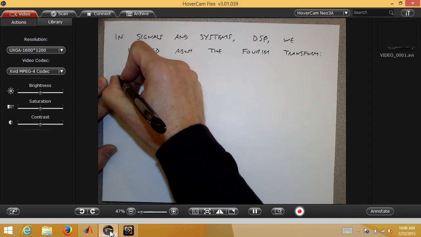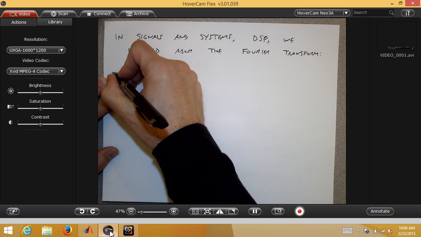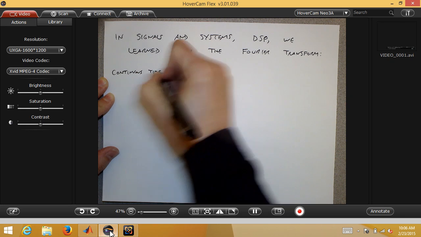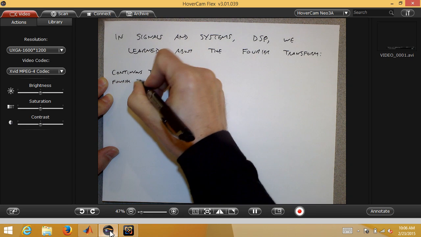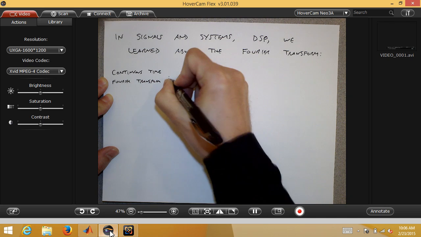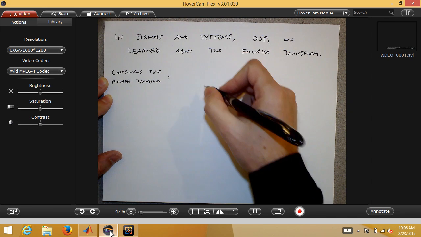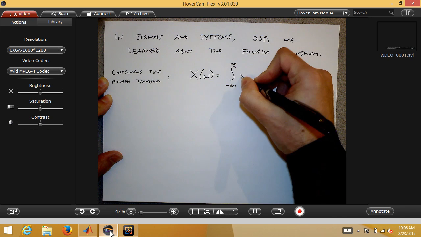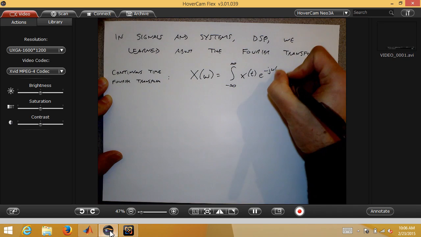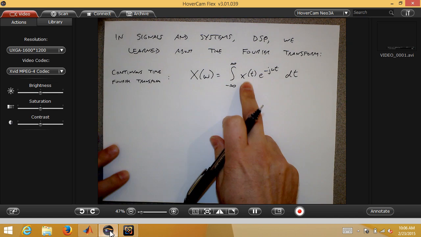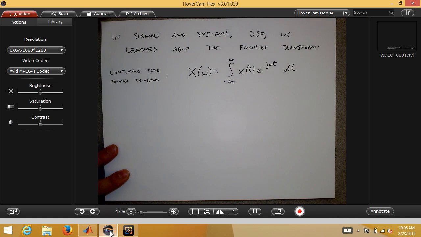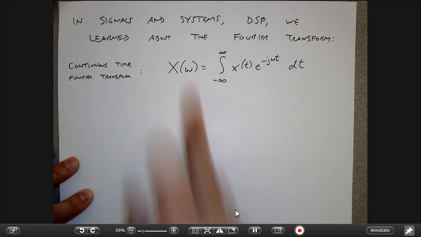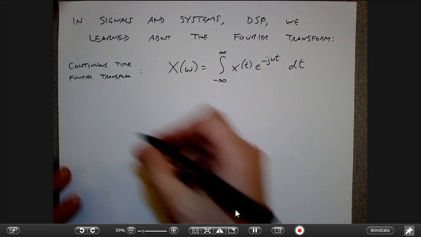The first thing you learned in a continuous time course was basically the continuous time Fourier transform. That would say that if I had an input signal x of t, the output signal was given by this. Here x of t was a continuous valued input signal, and X of omega was a continuous valued frequency signal, right?